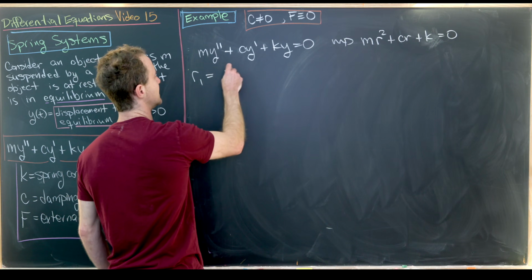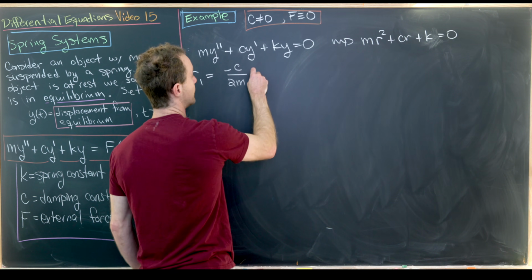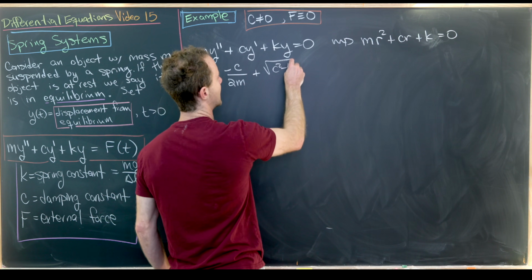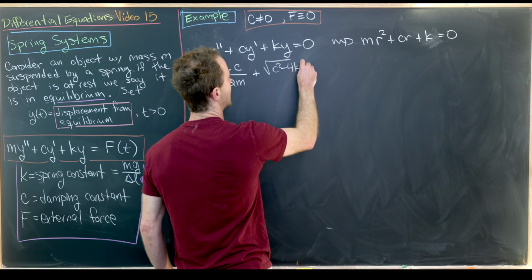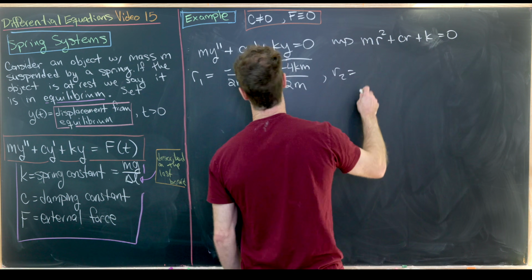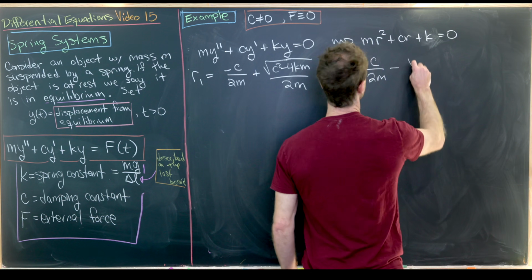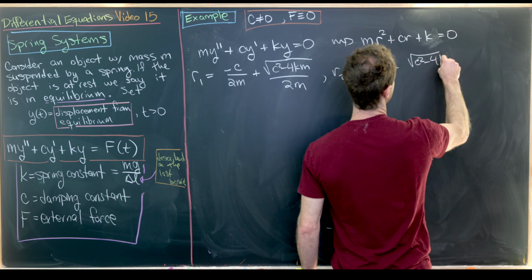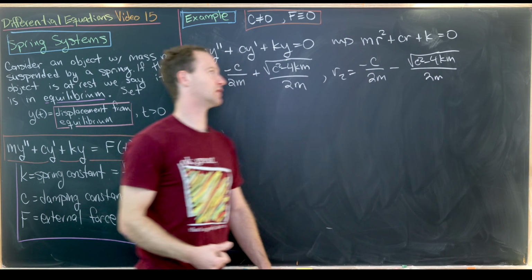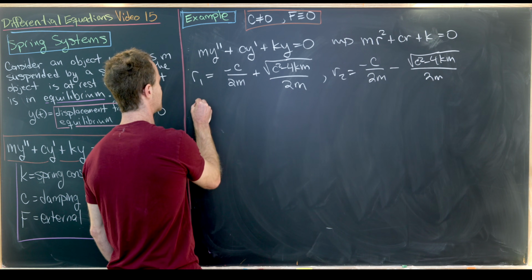And those roots will be r1 equals minus c over 2m plus the square root of c squared minus 4km over 2m, and r2 will be minus c over 2m minus the square root of c squared minus 4km over 2m. Great, so we'll have those two roots. And now here we'll look at a couple of cases.